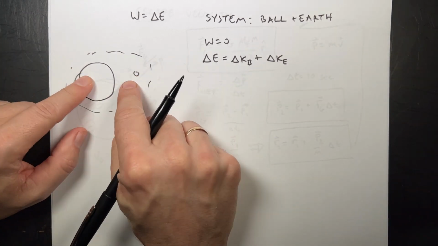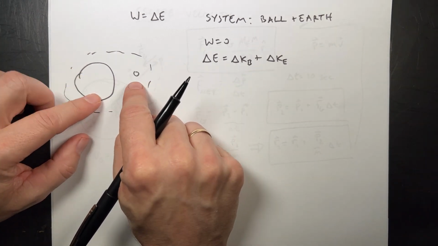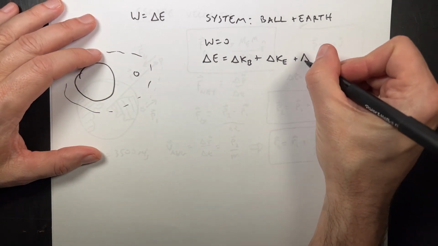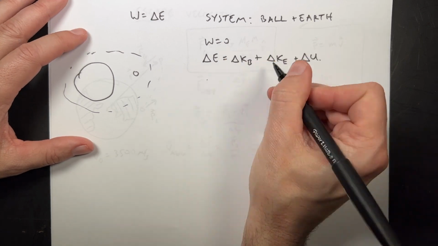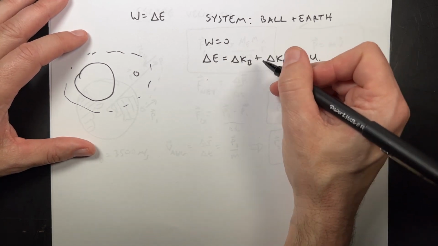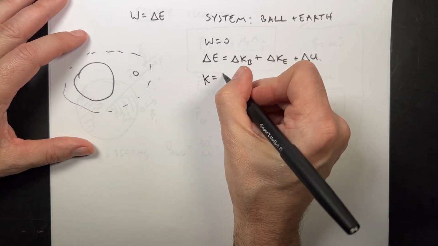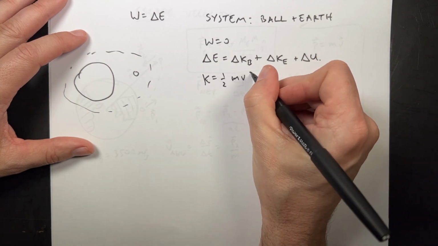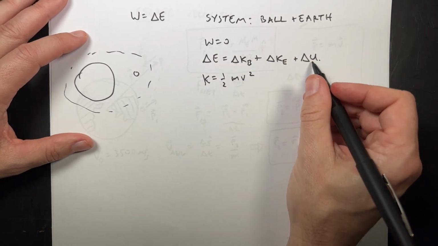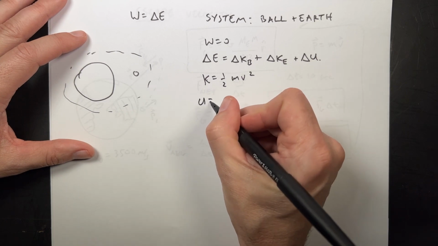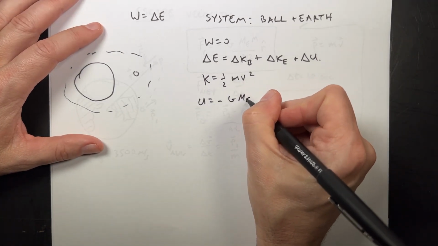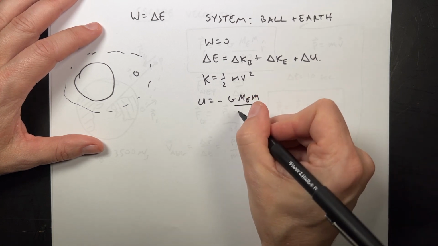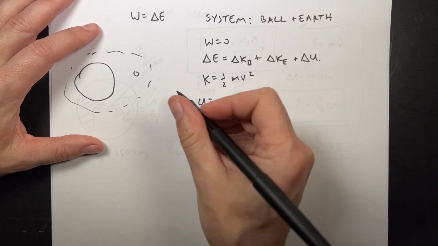But I also have an interaction between these two. So I have to have a potential energy. So it's going to be a change in gravitational potential energy. I'll just call that delta U. And so the Earth doesn't move, we're going to assume. And we define kinetic energy as 1/2 mv squared. And I can calculate the gravitational potential. I have a video on that. It's negative G, mass of the Earth, mass of the object, over r, the distance from there.